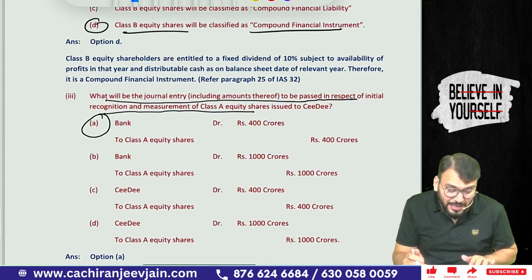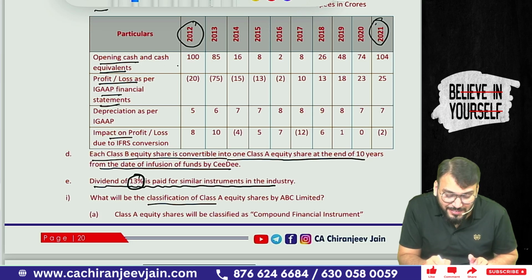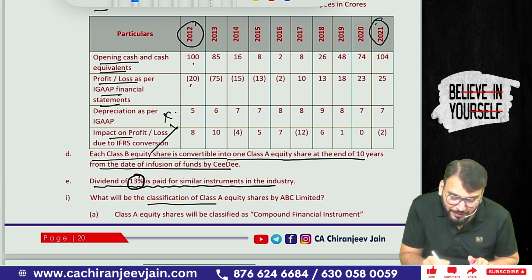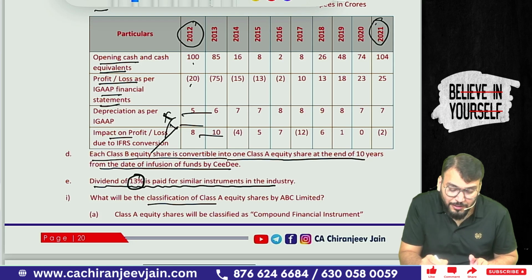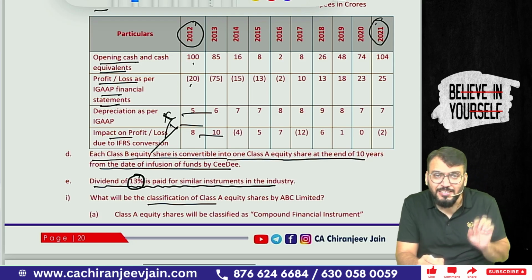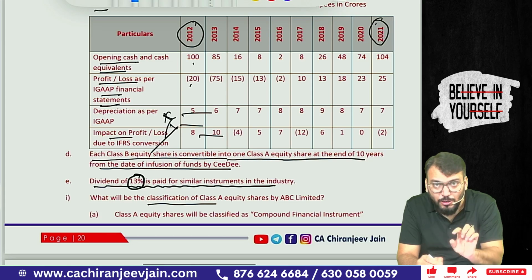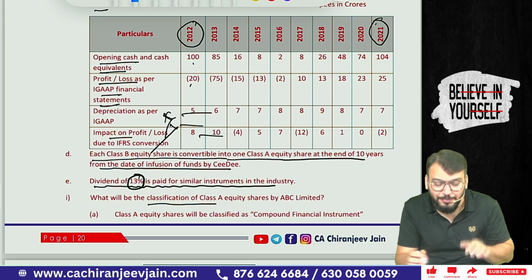They are saying it is subject to opening cash and cash equivalent and profit. So this is opening cash and cash equivalent and this is the profit. These two pieces of information are not relevant. These two are relevant. It is subject to opening cash and cash equivalent and profit. It means we need to compare the dividend, opening cash and cash equivalent and profit. Whichever is lower becomes the dividend.